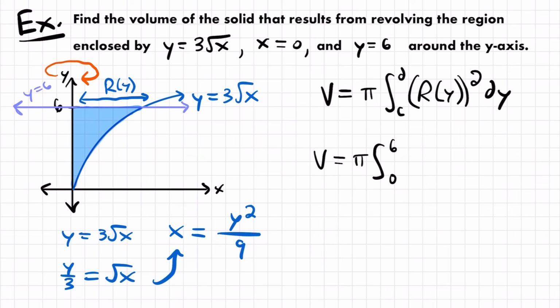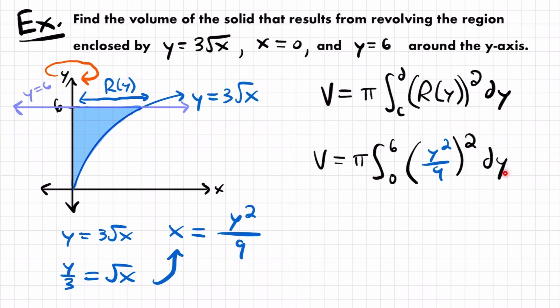And so this is the radius for the cross sections of the solid of revolution that will be formed when this region is revolved around the y-axis, right? The distance from the y-axis to the top of our region, or in this case, the right side of the region, is this function, which we now have expressed in terms of y. And so if we go back to our definite integral here, we will be integrating y squared divided by 9, and we will square that and then multiply by dy.